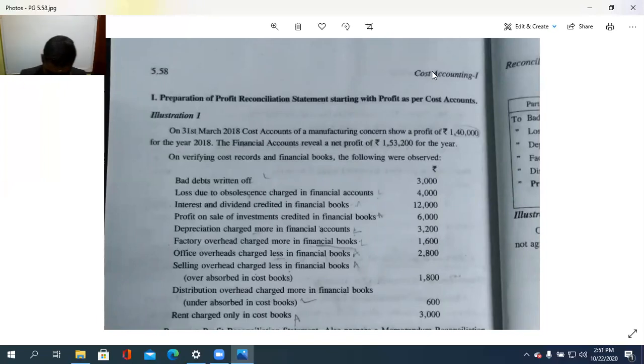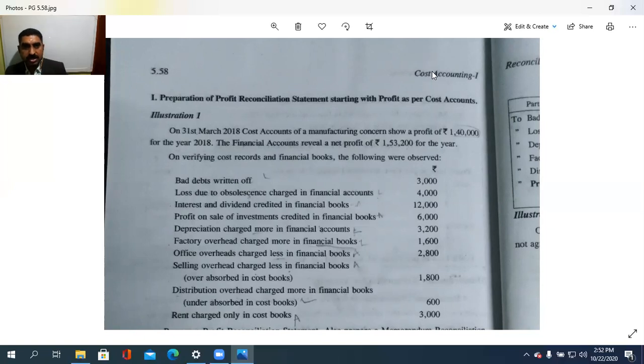We will do one problem and we'll wind up the session. So on 31st March 2018, cost accounts of a manufacturing concern show a profit of 140,000. So cost books having 1,40,000 and the financial accounts reveal a net profit of 1,53,200. അപ്പം 1,40,000 എടുത്ത് എഴുതി താഴെ പറയുന്ന ഐറ്റംസ് എന്തൊക്കെയുണ്ടോ അതെല്ലാം ആഡ് ഡിഡക്ട് ചെയ്തപ്പോൾ we will reach what net profit with regard to the financial books 153,200. So how this is to be prepared?